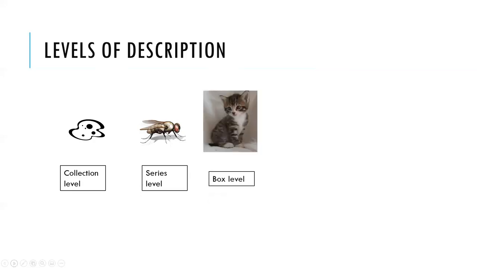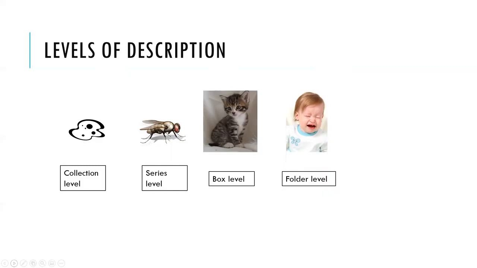Following that, we have box level description. So quite a bit more evolved, represented by this adorable little kitten. Next, we have folder level description, which is really fairly advanced and evolved. So represented by this crying toddler.